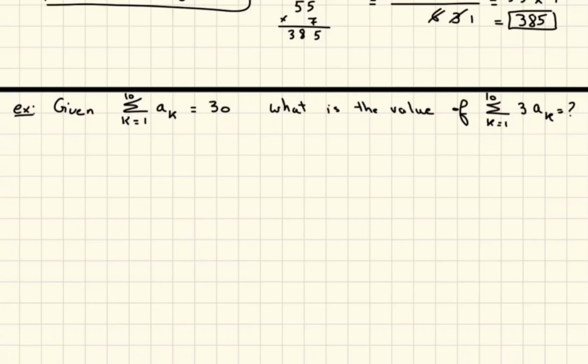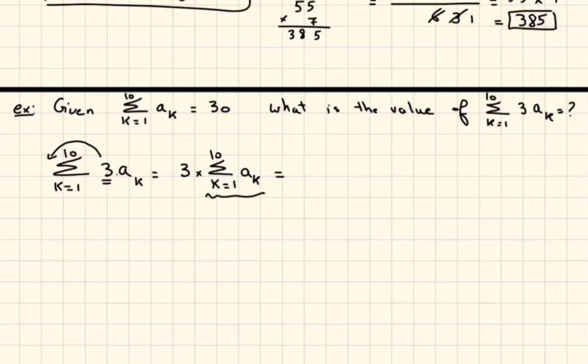So again, we go back to the rules. I know that sigma from k equals 1 to 10 of 3a_k, I note that there is a constant number multiplied, and as we said before, we are allowed to take it outside. So it will be 3 multiplied by sigma from k equals 1 to 10 of a_k. Now, do I have this one? Yes, it's given to us in the question as 30. So my answer will be 3 multiplied by 30, and the answer will be 90. Another example.